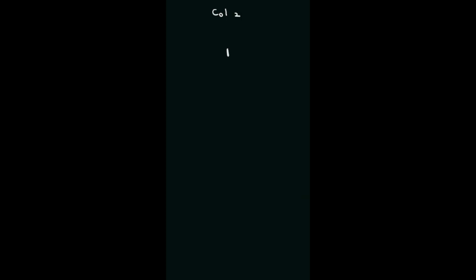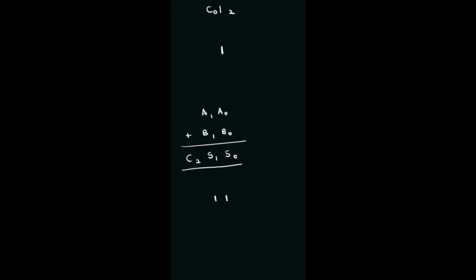So the final answer will be, if we have to add A1 A0 plus B1 B0, the output will be C2 S1 S0. We are not adding these; I'm just representing how the bits are arranged. If the bits are arranged like this, the output will be arranged like this. Here, A1 is equal to 1, A0 is equal to 1, B1 is equal to 1, B0 is equal to 1. C2 is equal to 1, S1 is equal to 1, S0 is equal to 0.